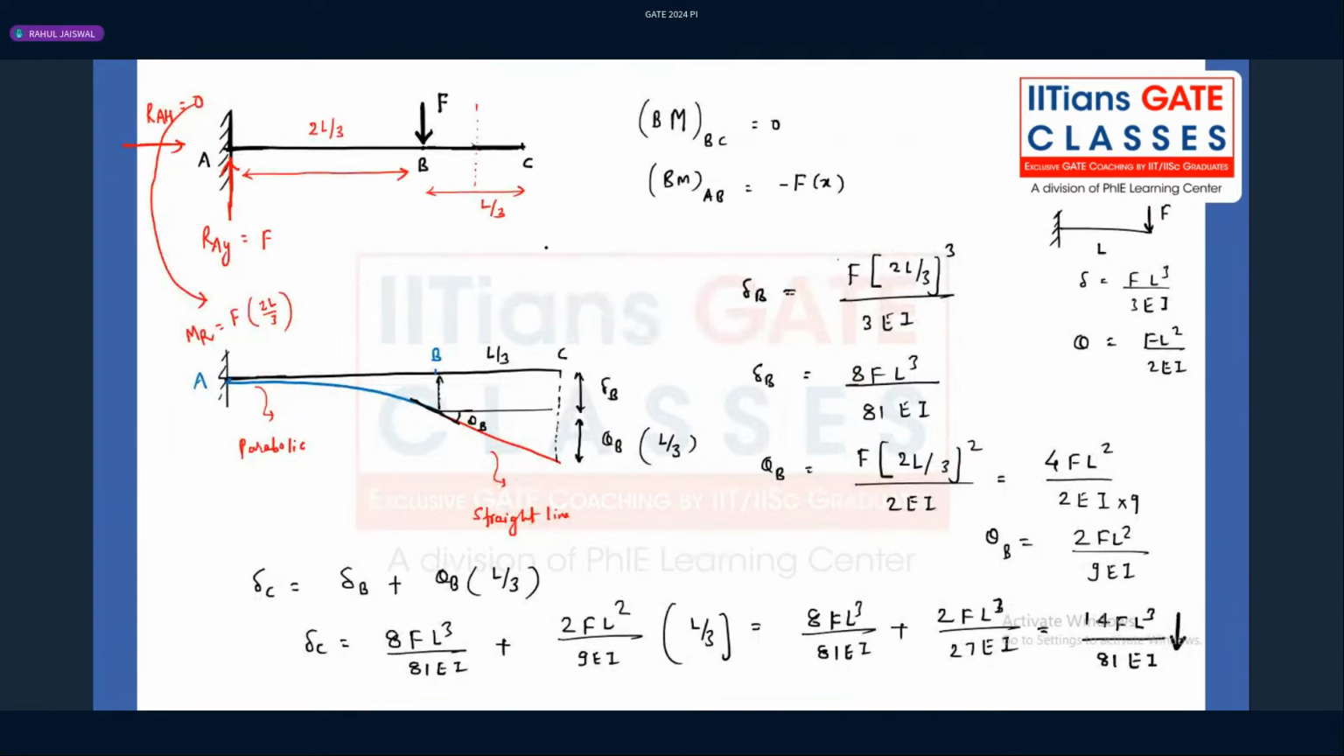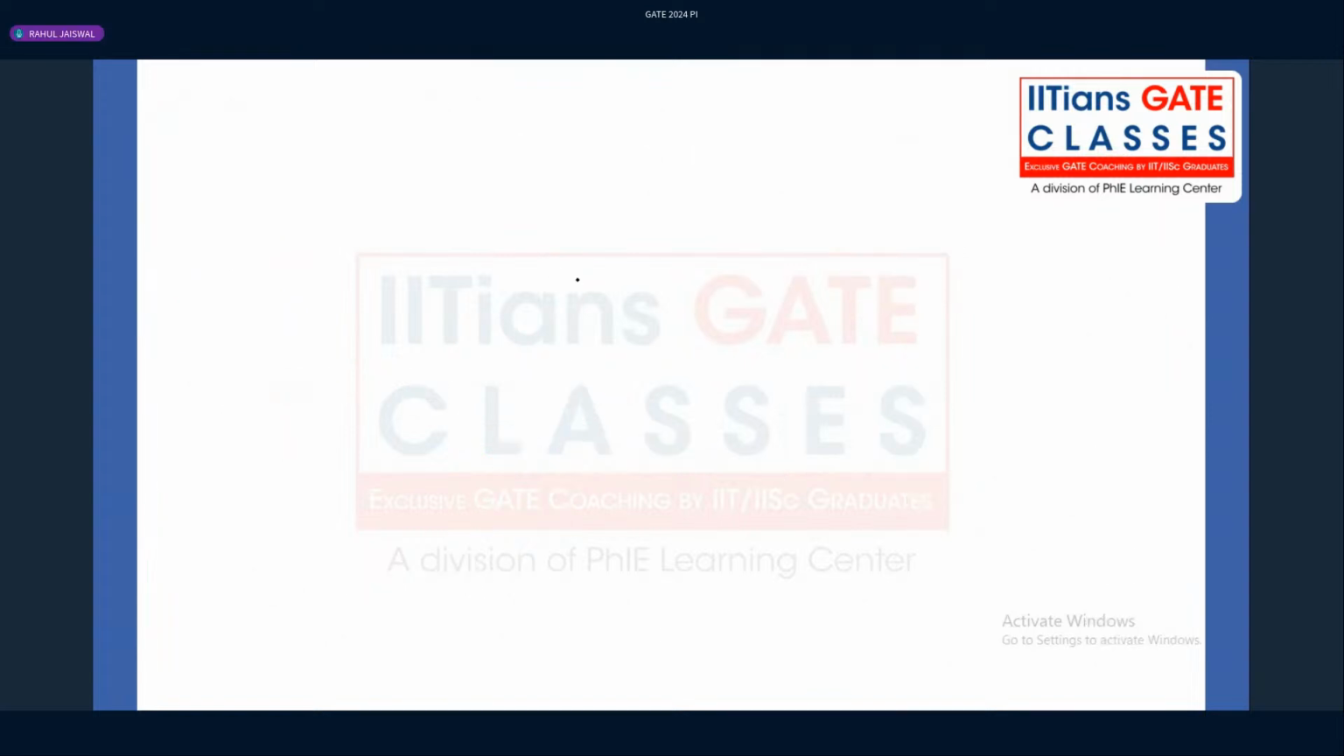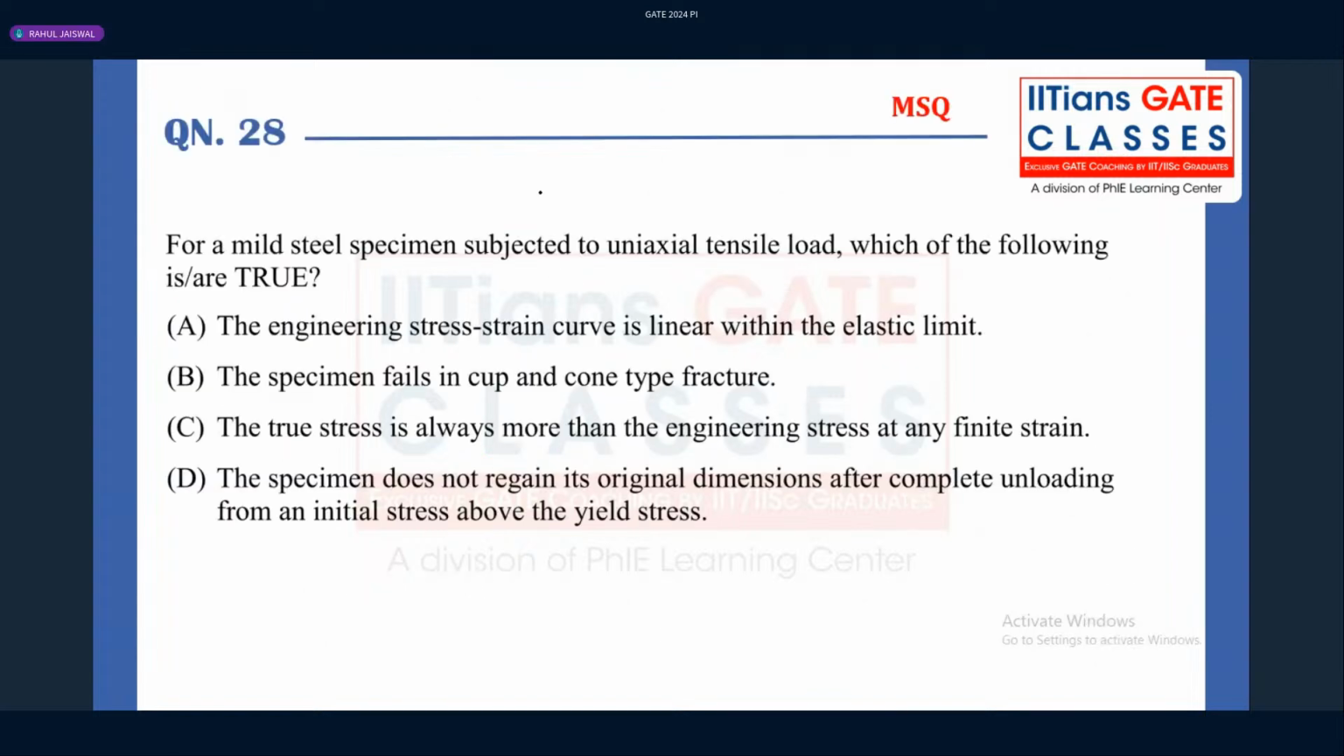So this is regarding question number 1. Now moving on to question number 2, guys. That is nothing but question number 28, and that is a multiple select question. Again, what they are asking is for a mild steel specimen.